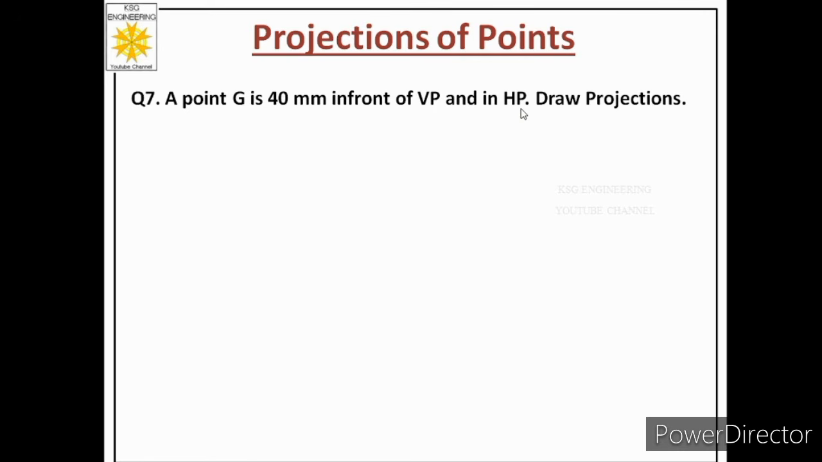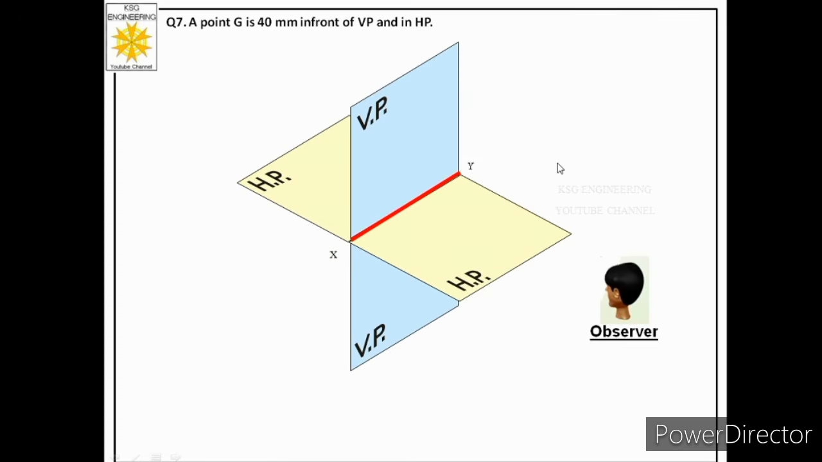Now this time the point is in HP. So let us understand this situation through the quadrant system. If you focus on the horizontal plane, you will find that there are two parts of HP. One is in front of VP and second is behind VP. So if somebody says that point is in HP, then we must think which part of HP, because there are two parts. So we have to read the statement to get that answer.